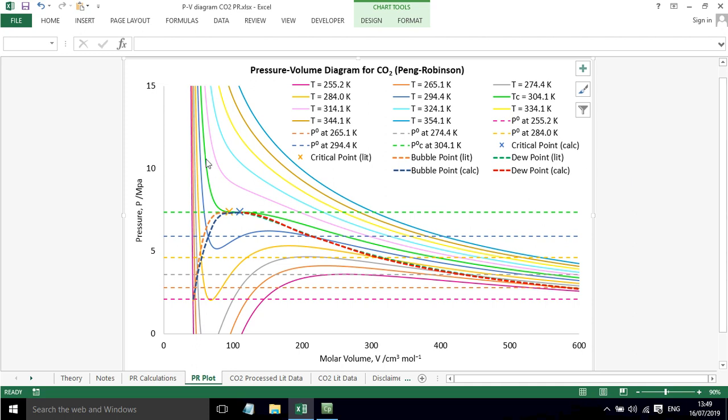But just to illustrate, again, we've got an isotherm here that is below the critical temperature. It's got three roots. The middle root doesn't have any physical meaning, but the root on the right is given as the dew point, and the root on the left is giving us the bubble point. So overall, that is how you can use the Peng-Robinson equation of state to start to predict a phase diagram for pressure-volume plots.